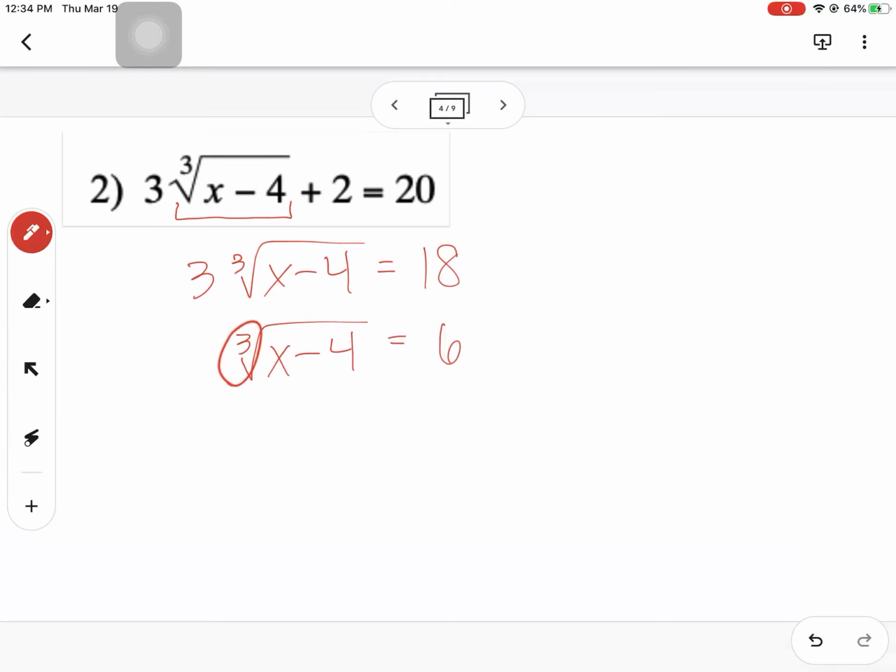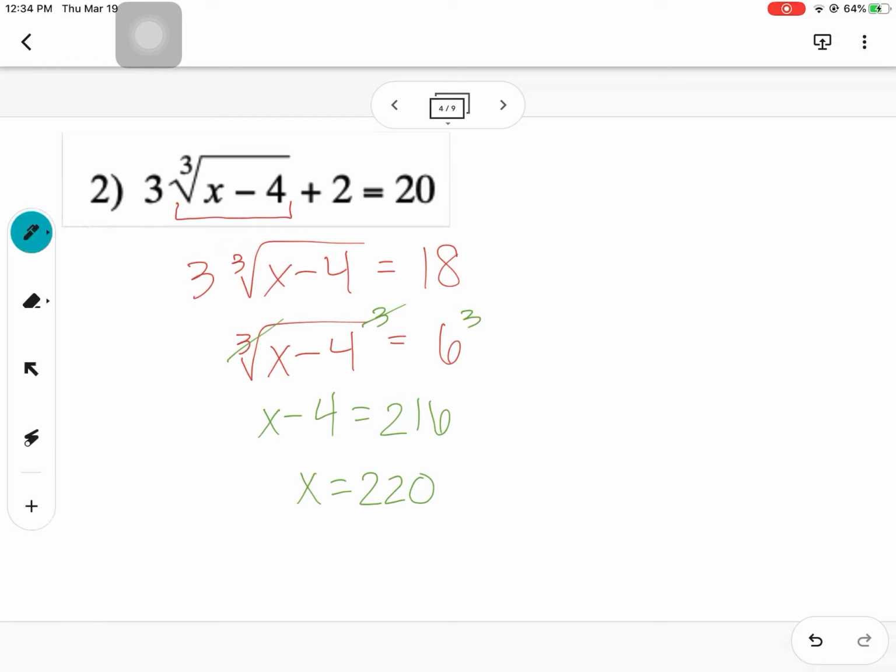But now I want to undo a cube root. And to undo a cube root, I need to cube both sides. The cube and the cube root will cancel. And on the right side, I'm going to have to actually do it. But then you solve it and you get x equals 220.